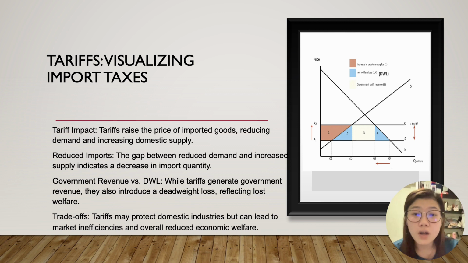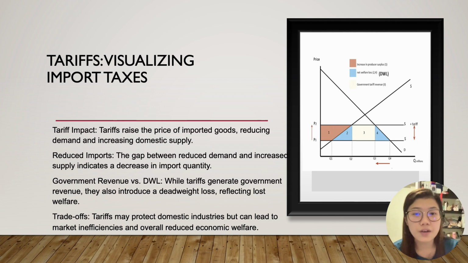A tariff on imports is essentially a tax on foreign goods. In the demand and supply diagram shown on the right, without a tariff, domestic consumers can purchase goods at the world price. When a tariff is introduced, the price of the imported good rises, leading domestic producers to supply more and domestic consumers to demand less. The difference between new demand and supply is the reduced quantity of imports.